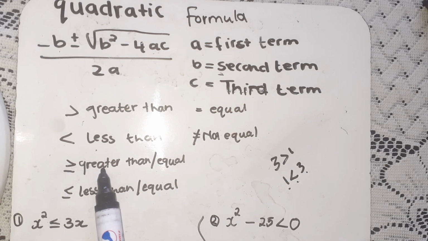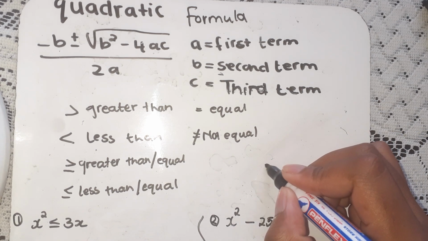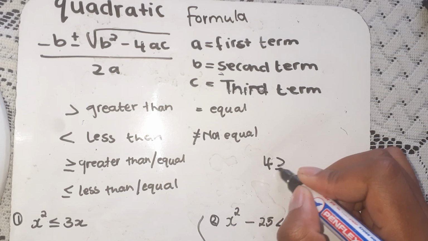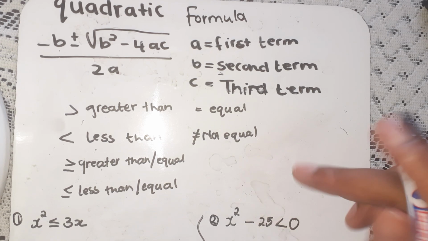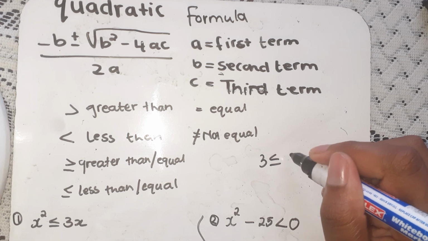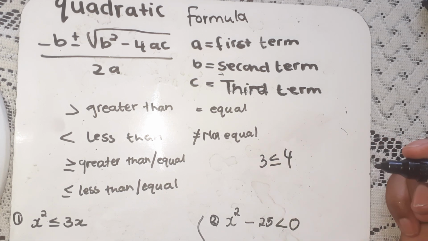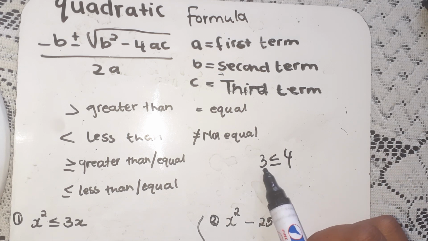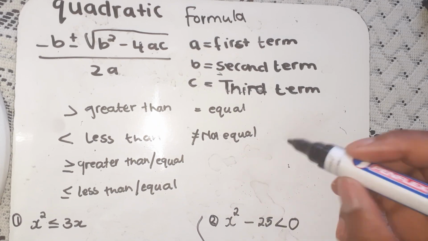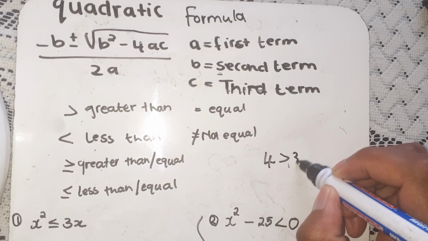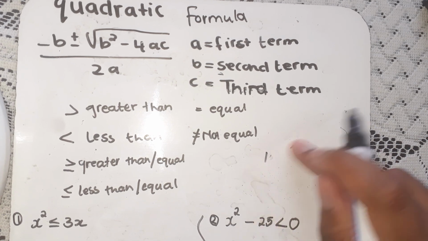And then this is greater or equals to. So we'll say 4 is greater or equals to 3. And then here we have 3 is less than or equals to 4. It's less than 4, right? So let's say 3 is less than 4. It's not equals to 4, it's less than 4. And then for 4 we can say 4 is greater than 3. So this is the one. So that's how you do it.